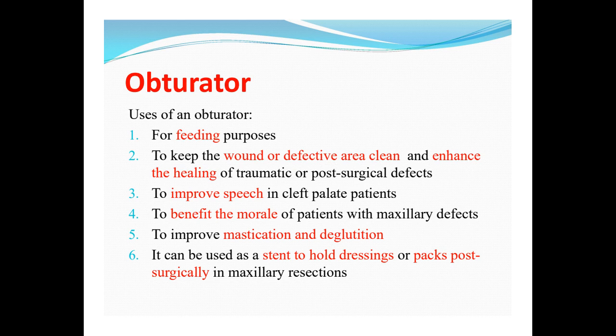Sometimes in children with maxillary defects, you place an obturator like a barrier to close it to improve the mastication and deglutition, because when you place this obturator, the child is able to swallow properly, to eat properly, and chew properly. Sometimes it can be used as a stent to hold dressing. Sometimes a child would have undergone some palatal surgery. You want to place some medicine over the palate. So this obturator can act like a stent for holding the dressing over the wound area. So there are many uses for this obturator.